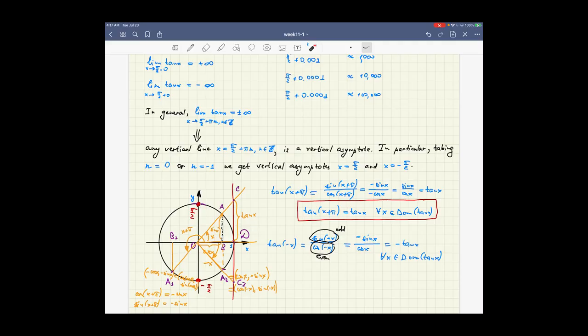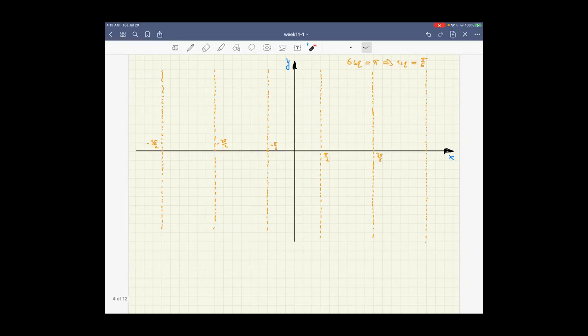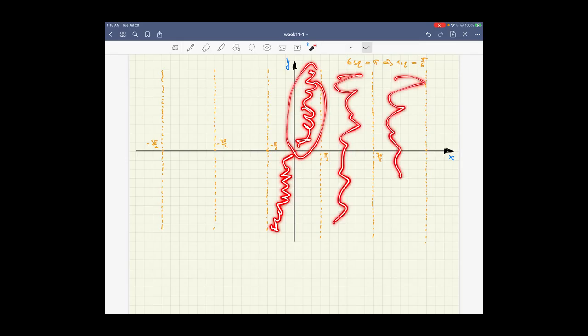So if we gather all that together, we see that it's enough to draw the graph of tangent only between 0 and pi over 2. Because if we have a picture here, by the fact that tangent is odd, we can reflect this picture about the origin, get some picture here, and then we extend tangent by periodicity into each lane here.